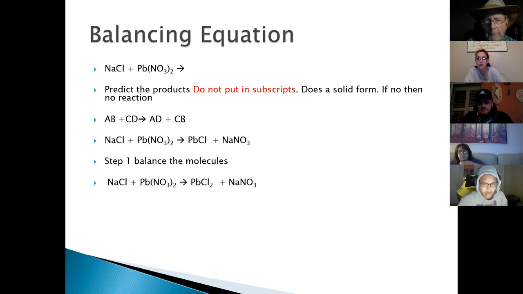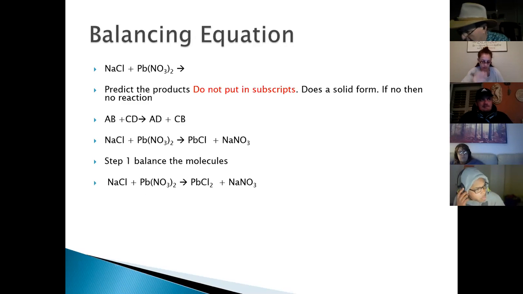So my sodium and my nitrate are fine because my sodium was a plus one, my nitrate was a minus one. I used my lead nitrate to determine that my lead was a plus two charge. I told you it's not going to change from left to right. So my lead was a plus two charge. Each chlorine is minus one. So I had to have two of them. I've done my first step. My molecules are balanced. All right. Now, Armethia, you're doing so well. How many leads do I have on the left side?